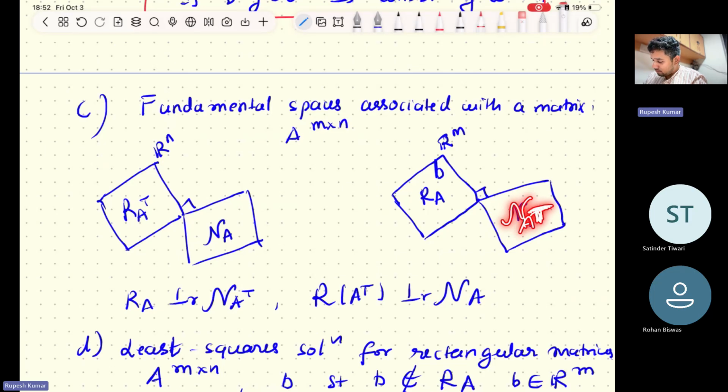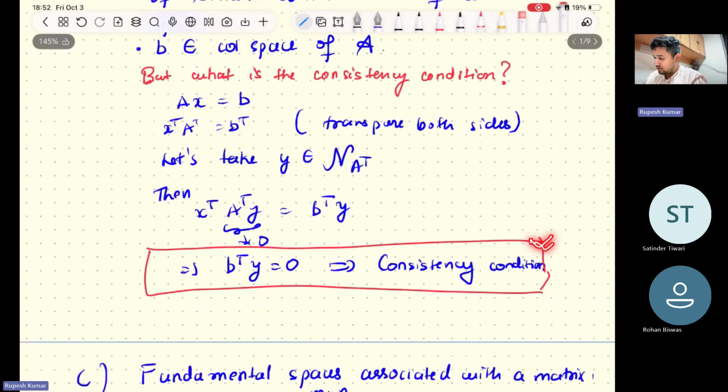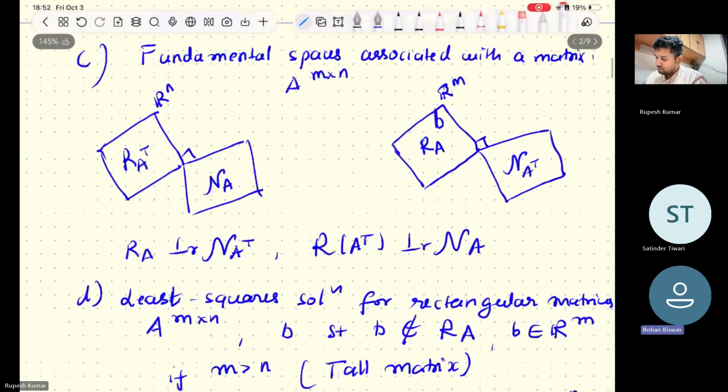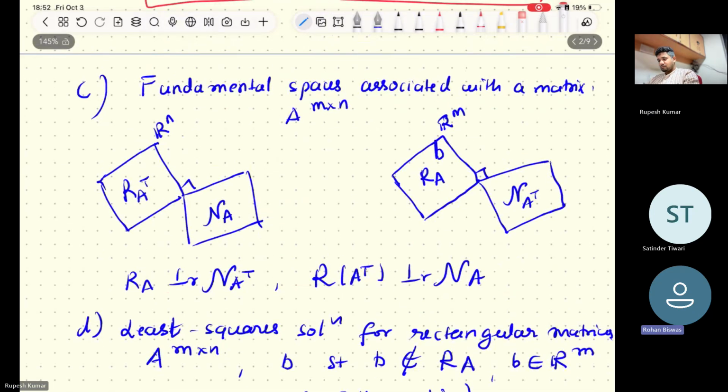Can we prove this? Sorry, I missed a small part. Just repeat the last portion. I'm saying to prove that if a vector belongs to range space of A, the column space of A, then it will be orthogonal to any vector that lies in the null space of A transpose. Yes, we can do that. That is essentially the consistency condition. Okay. Does this make sense now? Yes, sir.